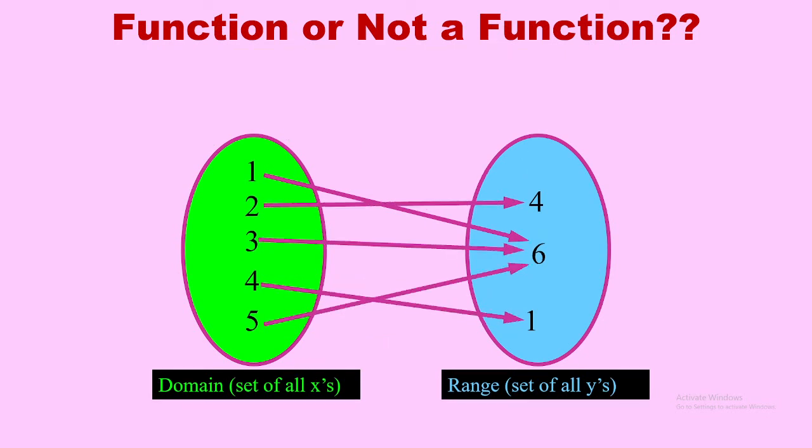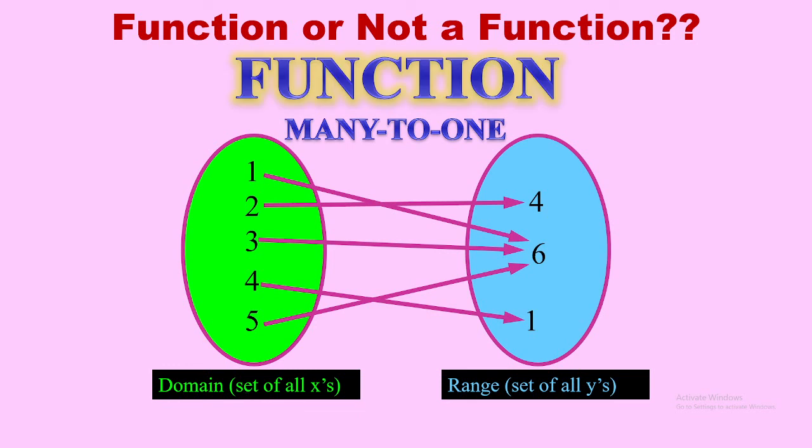Let's go to this one. As you can see, this is a many-to-one function. Let's examine. The number one is paired to exactly one value, the number 6. The number 2 is paired to exactly one value. The number 3, the same thing. The number 4, exactly one value. And the number 5, exactly one value. That's why this is a function. Because in a function, exactly one value in the range is paired with each element of the domain. Again, one-to-one is a function. Many-to-one is also a function.